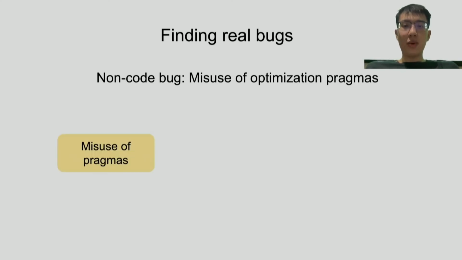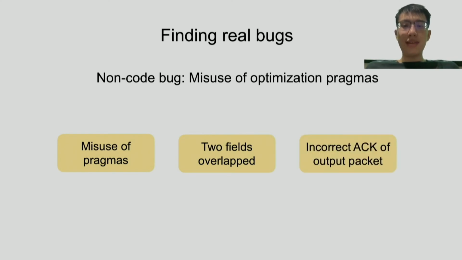Our developers once set an incorrect compilation pragma on a large P4 program in our production network. This incorrect pragma made 2 packet fields incorrectly overlapped, and the ACK number of the output packet was wrong. This is a non-code bug because the logics and tables are correct.